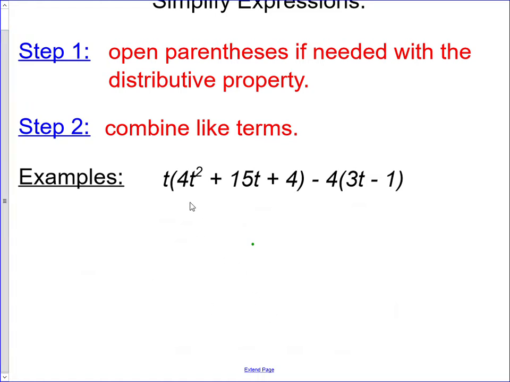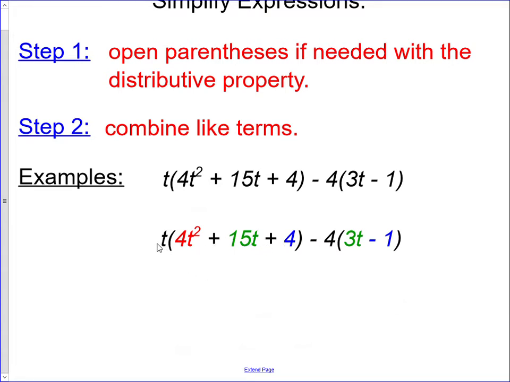So now we've got t times the polynomial 4t squared plus 15t plus 4, and we're going to subtract from that 4 times the binomial 3t minus 1. Well, there are some parentheses that need to be opened up, so let's take a look at what that's going to look like. I've color-coded my terms in here, my like terms, so I can see those.